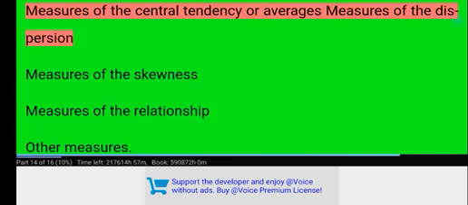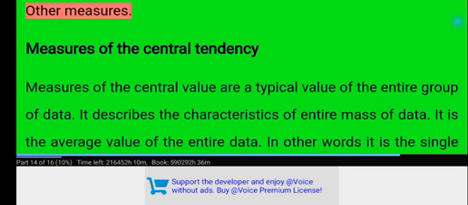Measures of central tendency or averages, measures of dispersion, measures of skewness, measures of relationship, and other measures. Measures of central tendency.